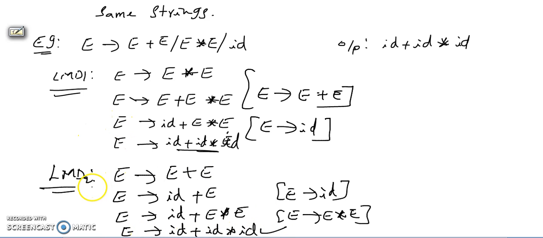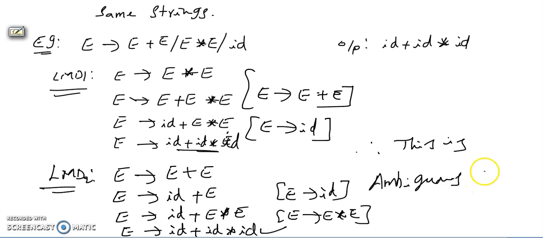So LMD1 and LMD2 give two different LMDs for the same string. This is an ambiguous grammar, no doubt about it. Therefore this is an ambiguous grammar.